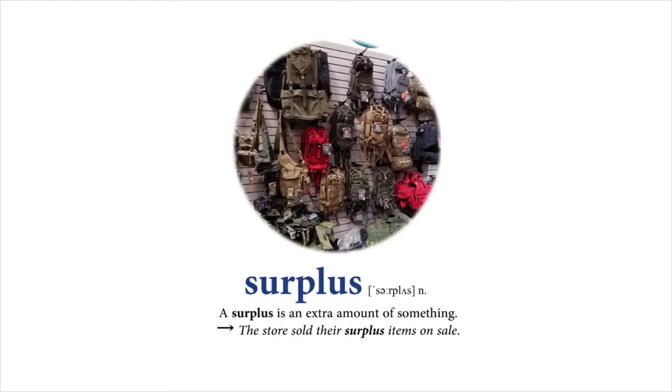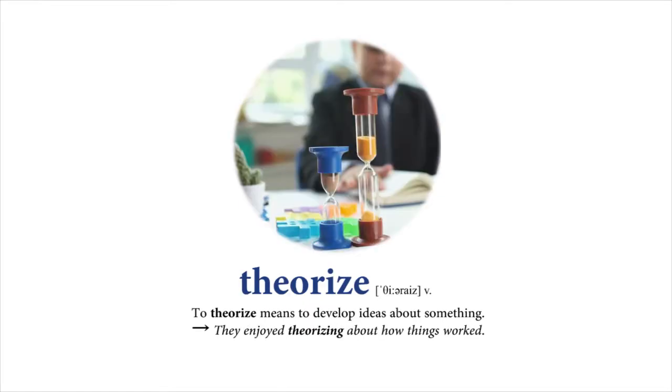Surplus. A surplus is an extra amount of something. The store sold their surplus items on sale. Theorize. To theorize means to develop ideas about something. They enjoyed theorizing about how things worked.